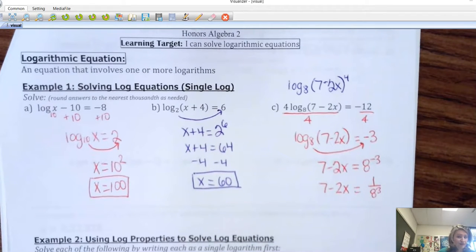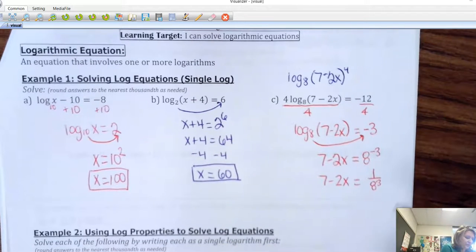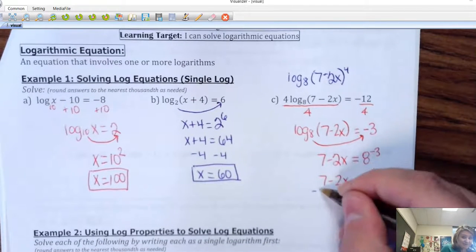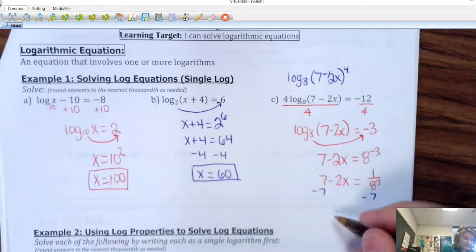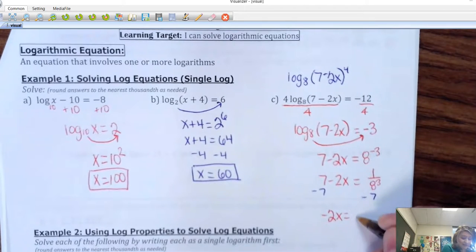I would just do the rest of this problem on my calculator. So the rest of this problem, what you would do next, you would subtract 7, and then you'd have negative 2x is, and we could just do 8 to the negative 3rd minus 7, which I'm just going to do on my calculator here in a second.